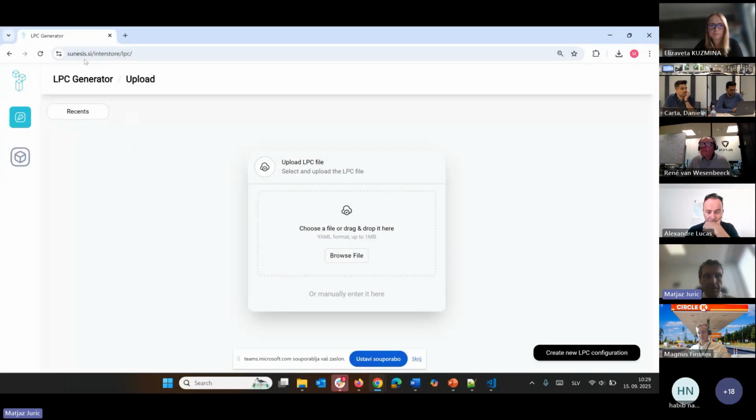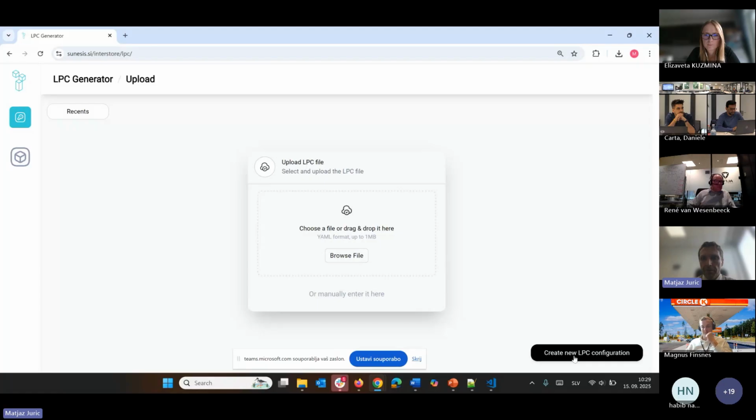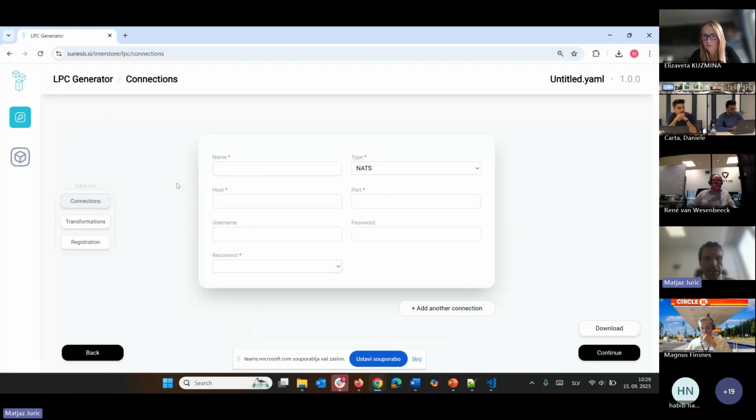So if you go to this sunesis.si interstore/LPC site, you will see a simple user interface where you can create a new LPC configuration here in the bottom right side, or upload some existing configuration. I will just briefly walk you through the creation of an LPC configuration. There are basically 3 steps which are necessary. First, you have to specify the connections, then you have to specify the transformation, and finally, the optional step is the registration. So if a device needs a registration or something like that, this is also supported.